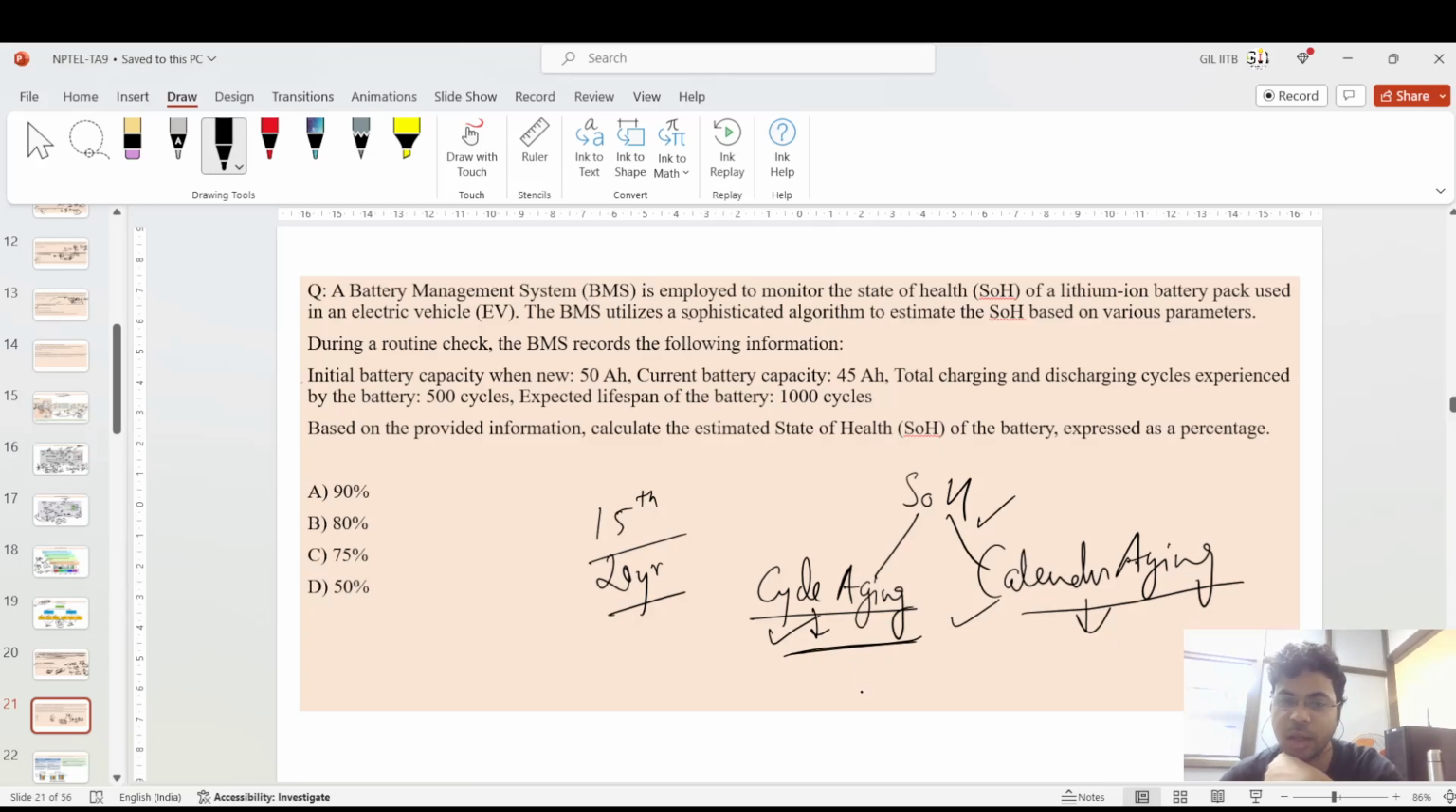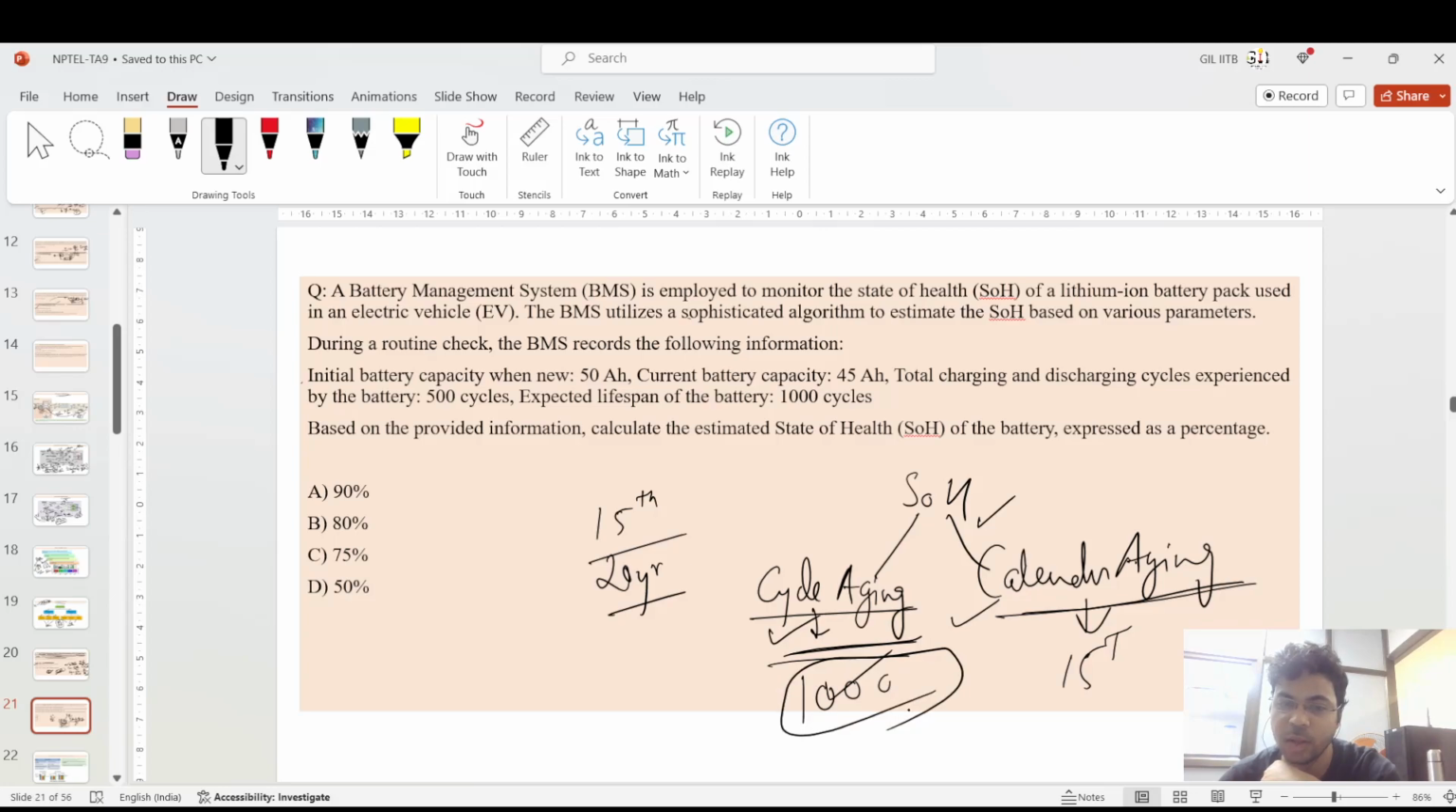But the main portion that is responsible is the cycle aging, because the battery is in working condition and you are actually actively utilizing that battery. Okay, so calendar aging will happen after a few years, suppose 15 years, 20 years.